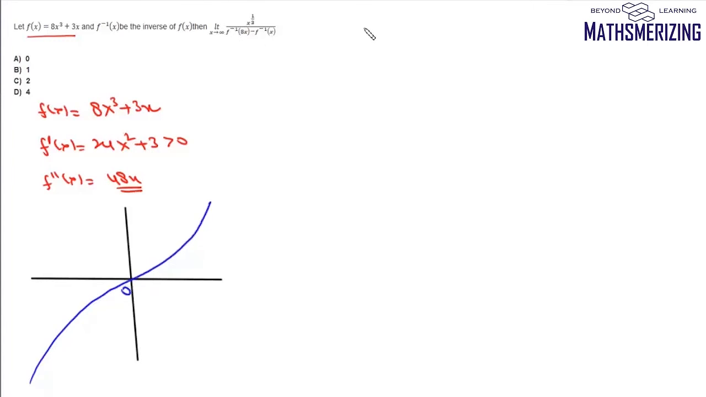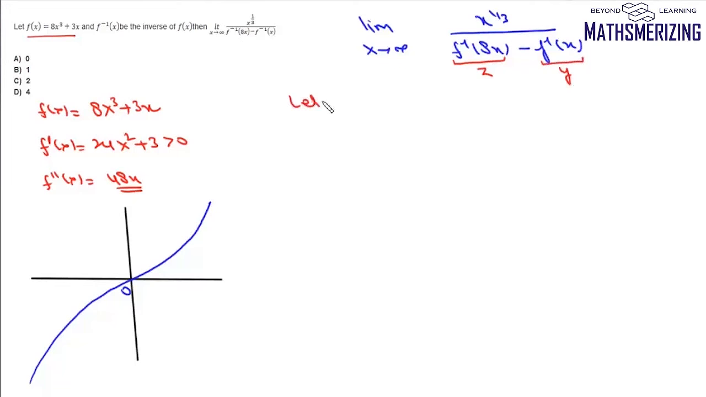Now we have to solve this limit, which is limit x tends to infinity, x to the power 1 by 3 upon f inverse of 8x minus f inverse of x. Now what we'll do is, we'll say let f inverse of 8x equal z, and let f inverse of x be some y. We'll write let f inverse of 8x equals z and f inverse of x as y.